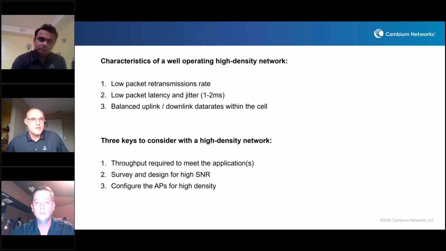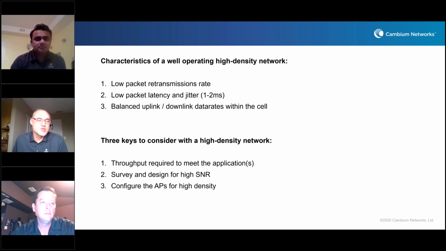So a good high density network, what are we looking for? At the end of the day, there's three things that really stand out. And you will see this in every well-designed and operating high density network. You'll see low packet retransmission rates. Don't forget the RE there.